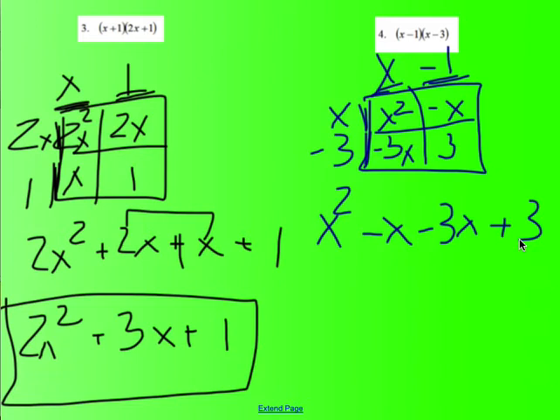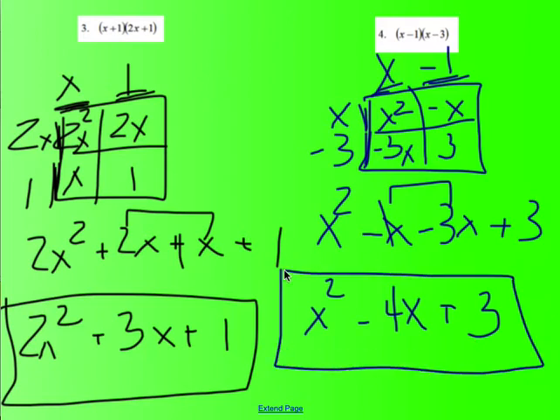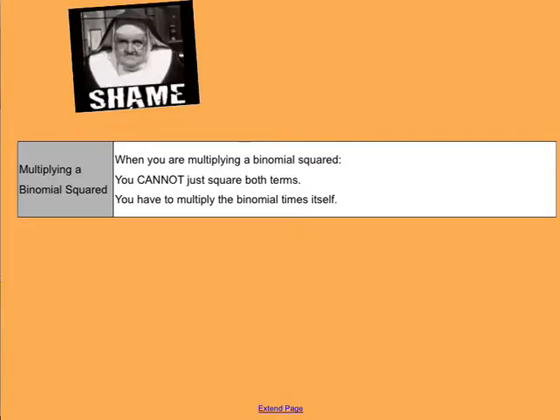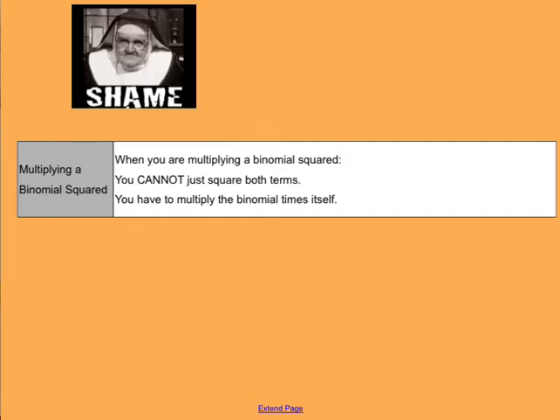So now what I want to do is combine these middle two terms. So -1x minus 3x is -4x. And then we're going to add 3. So that right there is my final answer for number 4. Now let's take a look at this next part, okay?